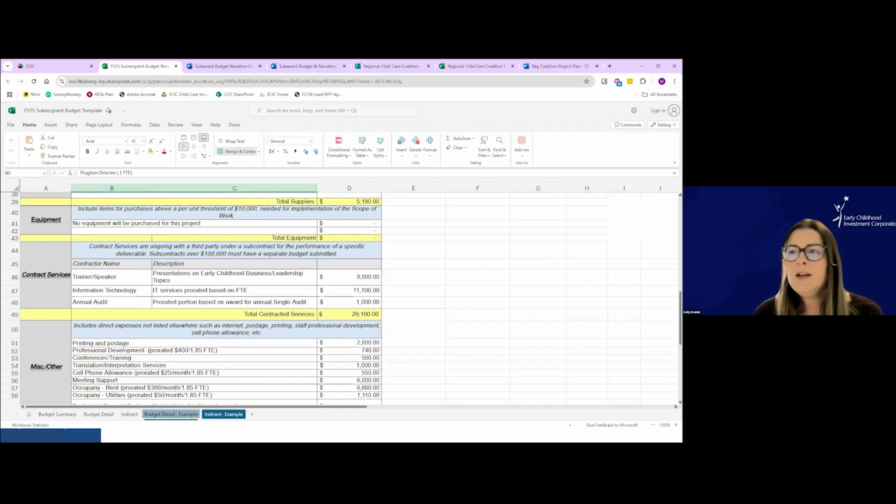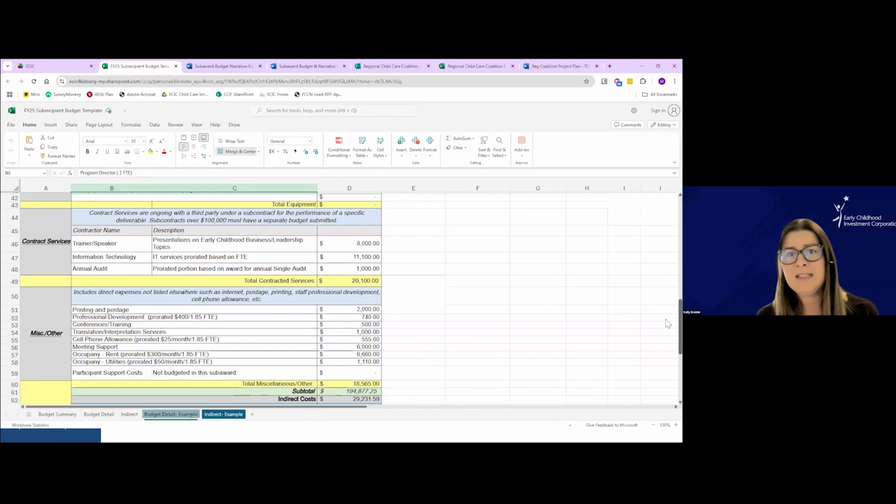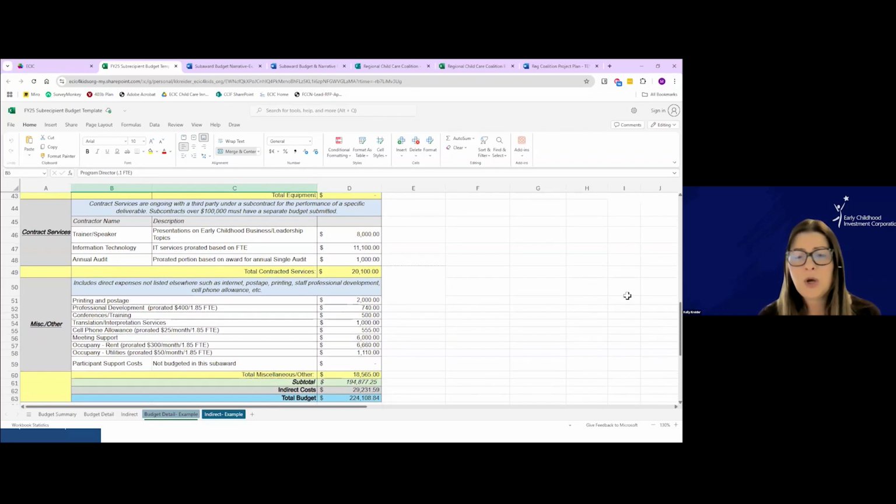Under contract services, I will note with all of these sections, if you need to add lines, please feel free to do so. We will be double checking formulas to make sure all the numbers continue to carry into the subline formulas, but we don't want you to feel limited to the number of lines that are just on the template.